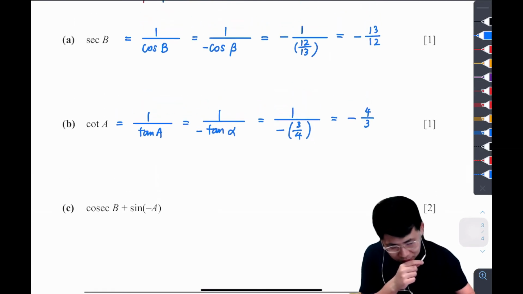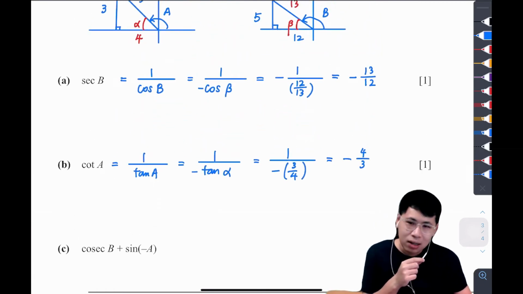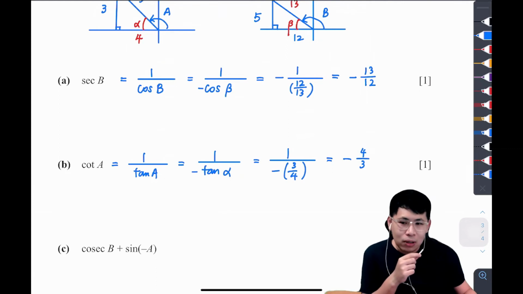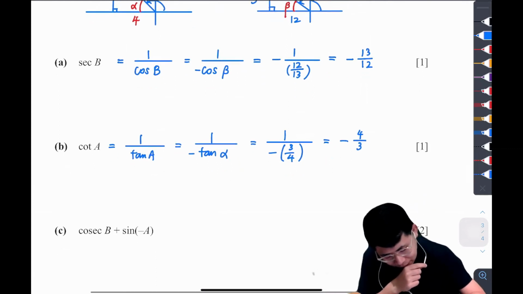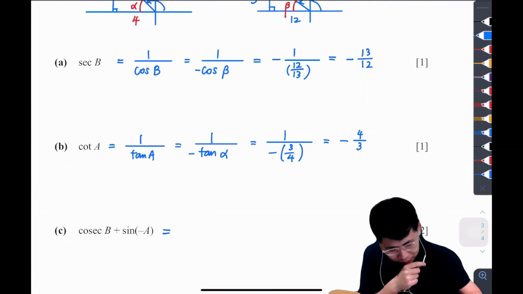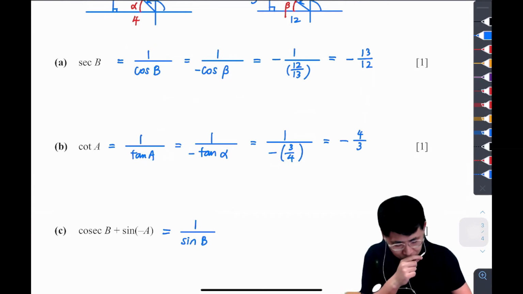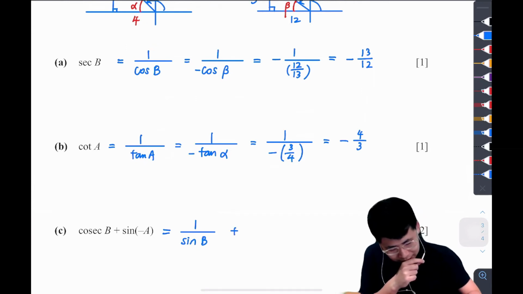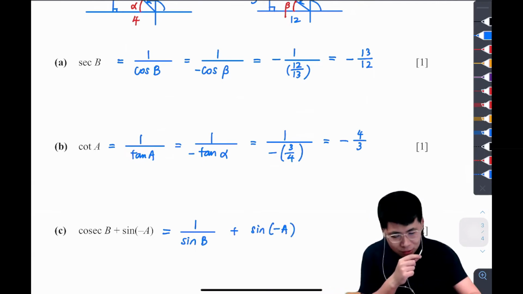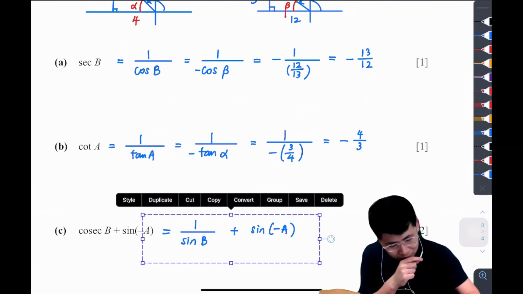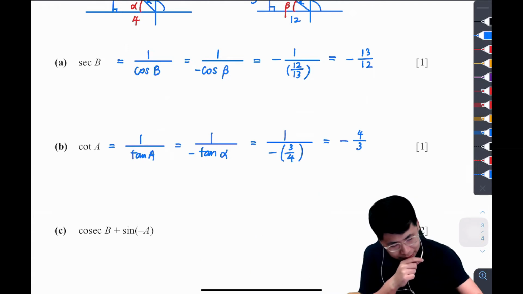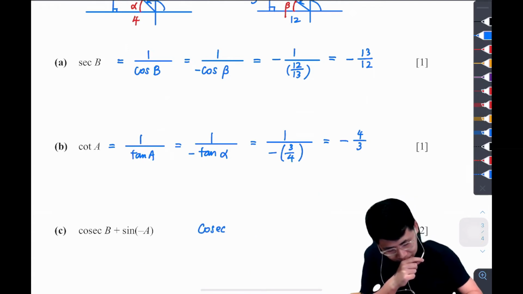Next, cosecant of B plus sine of negative A. So cosecant of B would be 1 over sine B. Oh wait, I think I'll just do one by one. Let me do one by one, easier. So cosecant of B would be 1 over sine B.